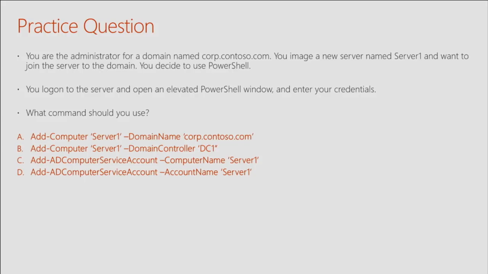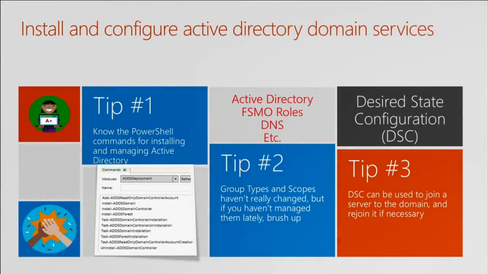Right, so the way to read this, and this isn't typically what you'll see in the wording: what command should you use is probably the most important piece, but the piece that caught you is you image a new server named server1 and want to join the server to the domain. So the first thing you're going to do is add the computer account. You're going to give the computer name, and then give it the domain name. So it's going to be letter A. Add the computer, provide the name, then the domain name, and at that point it's going to add it to the domain. All we're doing is making sure we're adding it to that domain itself. That gives you a quick tip of how to do that.